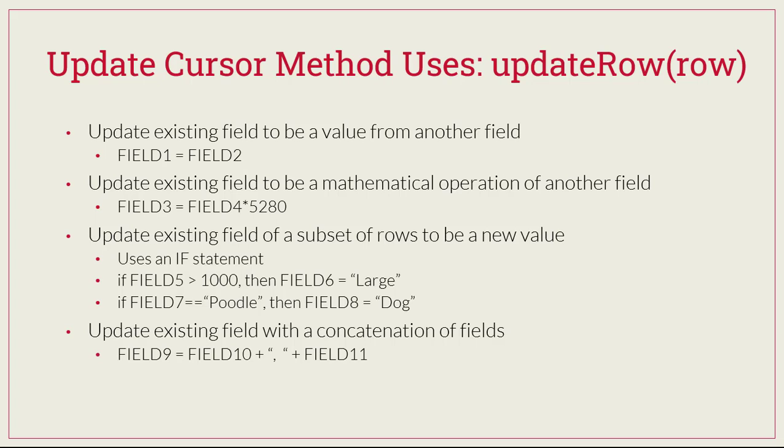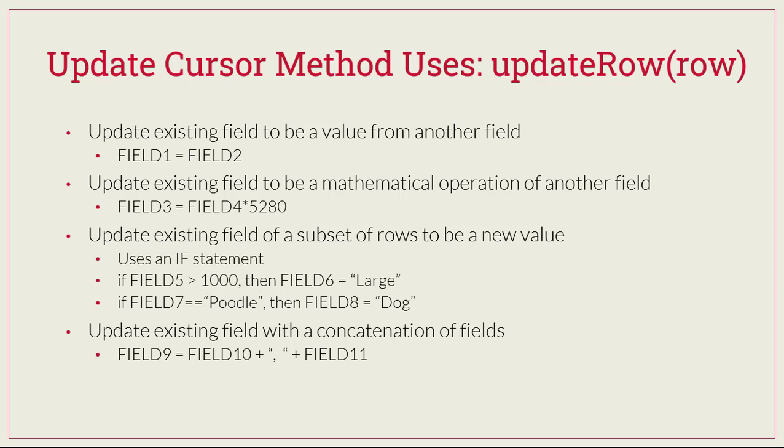If you need to update an existing field to be a mathematical operation of another field, that would be what you would use in the update row. Or if you need to update an existing subset of rows, you could either use that as a query, or you can also take advantage of if statements within your for loop in your cursor.